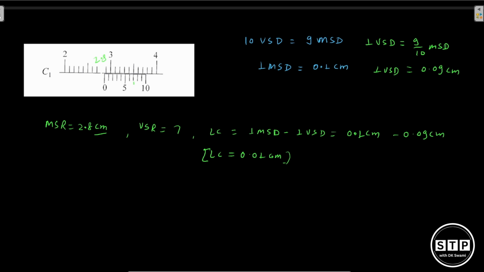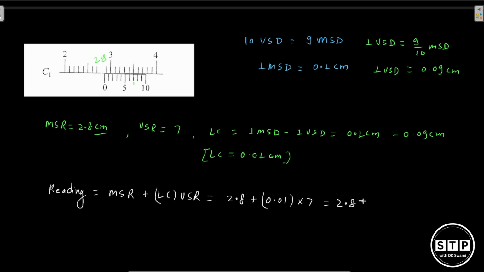So now let's find out the reading. We have discussed the formula in the lectures of vernier caliper. If you do not know how to calculate the measurement in the vernier caliper, you can watch that video; the link will be in the description. So let's calculate the reading. That is MSR plus least count multiplied by VSR. MSR is 2.8 plus least count 0.01 multiplied by 7, so that is 2.87 centimeter. This is the reading of C1.